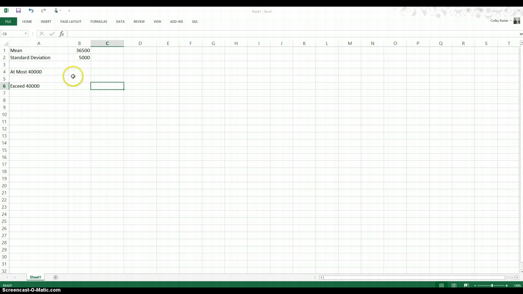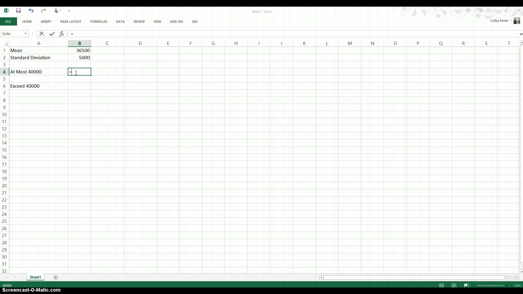So let's suppose there's two things we want to find. We want to find the probability that the tire mileage will be at most 40,000 miles, or that it will exceed 40,000 miles. So we really just need to find the first one. It's at most 40,000, and then we can do 1 minus that value to get us that it will exceed 40,000. So in order to find this at most 40,000, I'm going to use the normal distribution function.